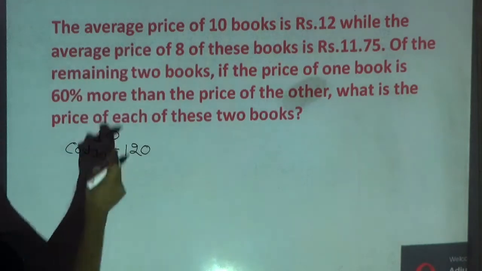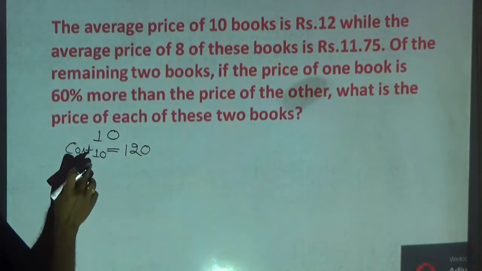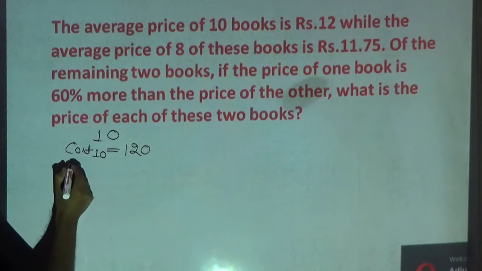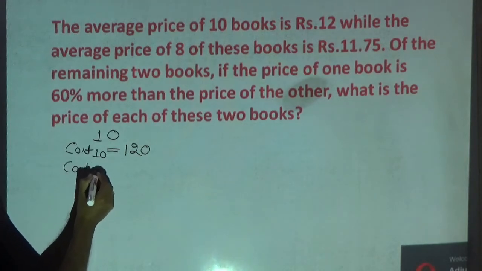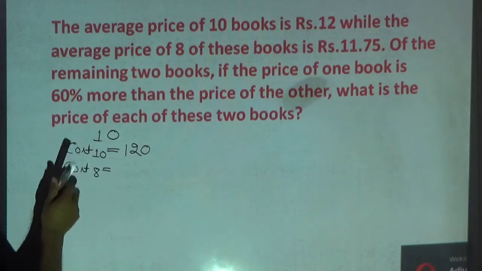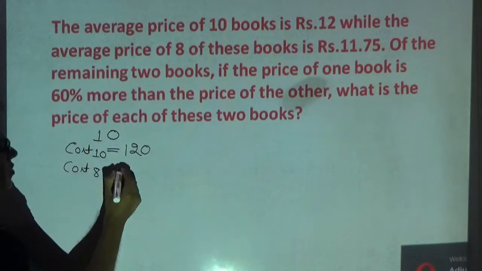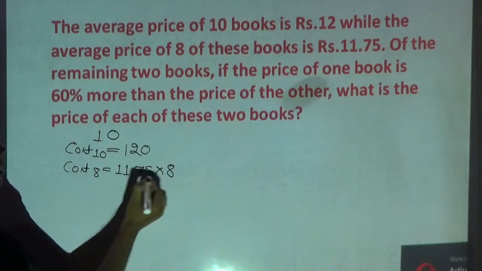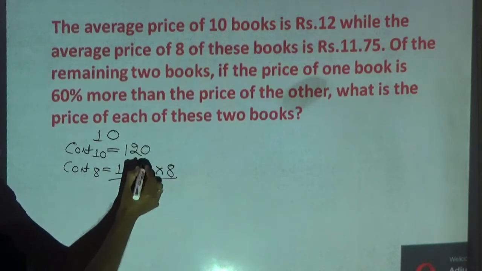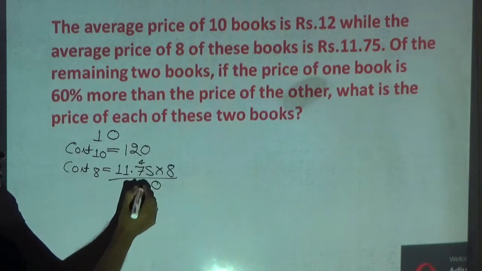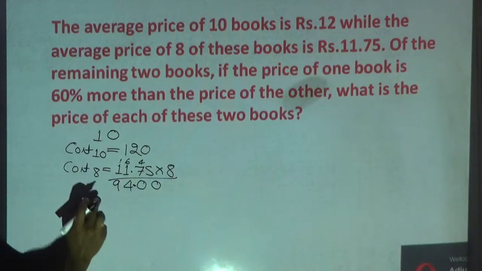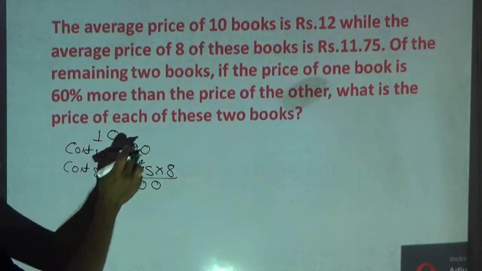While the average price of 8 of these books among 10, they have given the average price of 8 books. Therefore, I can find out the cost of 8 books. The average they have given is 11.75 into 8. 8 5s are 40, 8 7s are 56, plus 4 is 60, 8 6s are 48, plus 6 is 54, 8 plus 1 is 9. So that is 94. The cost of 8 books among 10 books is 94.